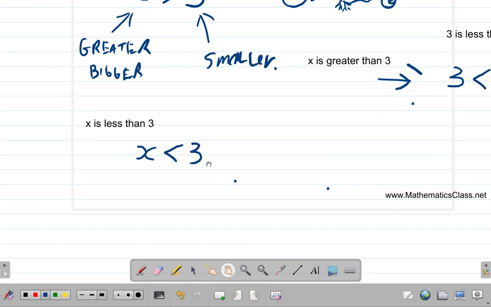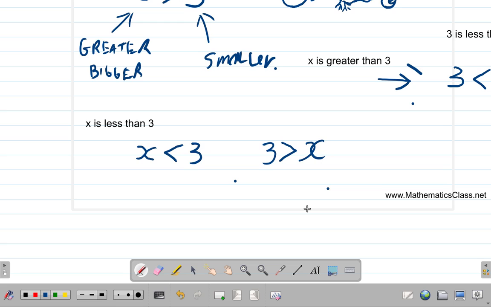Now, this one says x is less than 3. Alright. It means the same thing as 3 is greater than x. But normally if you write 3 is greater than x, you put the 3 first, then the greater sign, and the x. You see that?